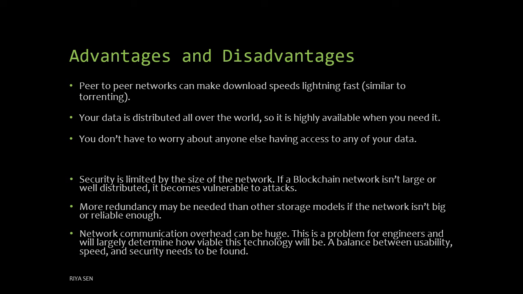Network communication overhead can be huge. This is a problem for engineers and will largely determine how viable this technology will be. A balance between usability, speed, and security needs to be found. Also, network bandwidth could be a problem, as we can see with Bitcoin. With a maximum of 7 transactions per second, Bitcoin is getting slower and more expensive to use.